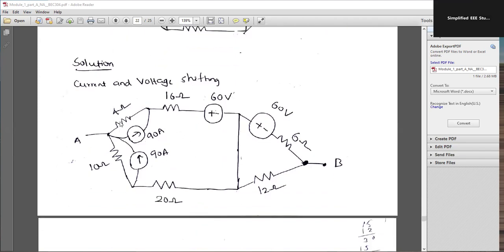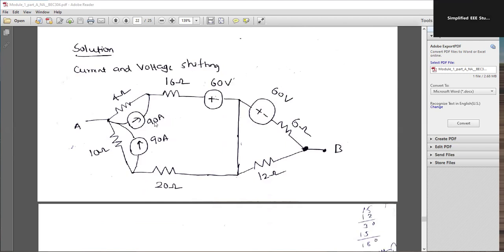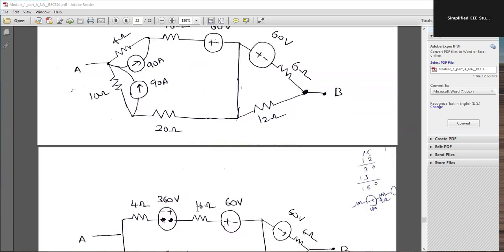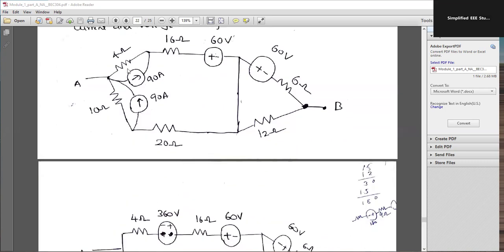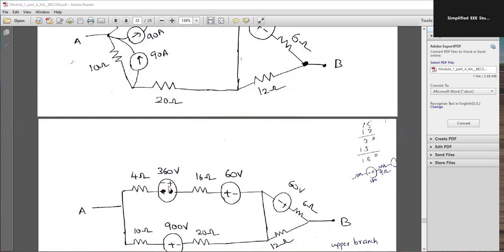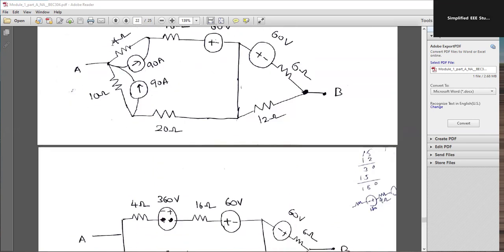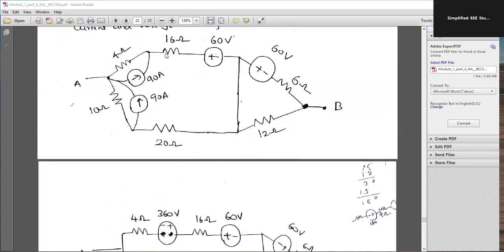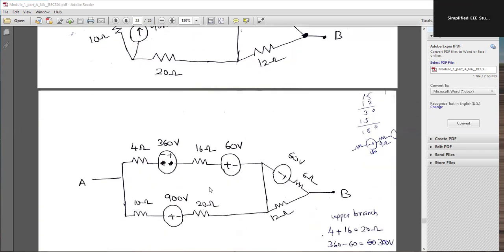Okay. Now what will you do? The 4 ohm and 9 ohm, you can convert: a current source parallel to a resistor is equal to a voltage source in series with the resistor. Same thing I am going to apply. So 4 into 90 is 360 volt, and that is in series with the 4 ohm resistor. In this other branch, the 16 ohm resistor is in series with the 60 volt voltage source.